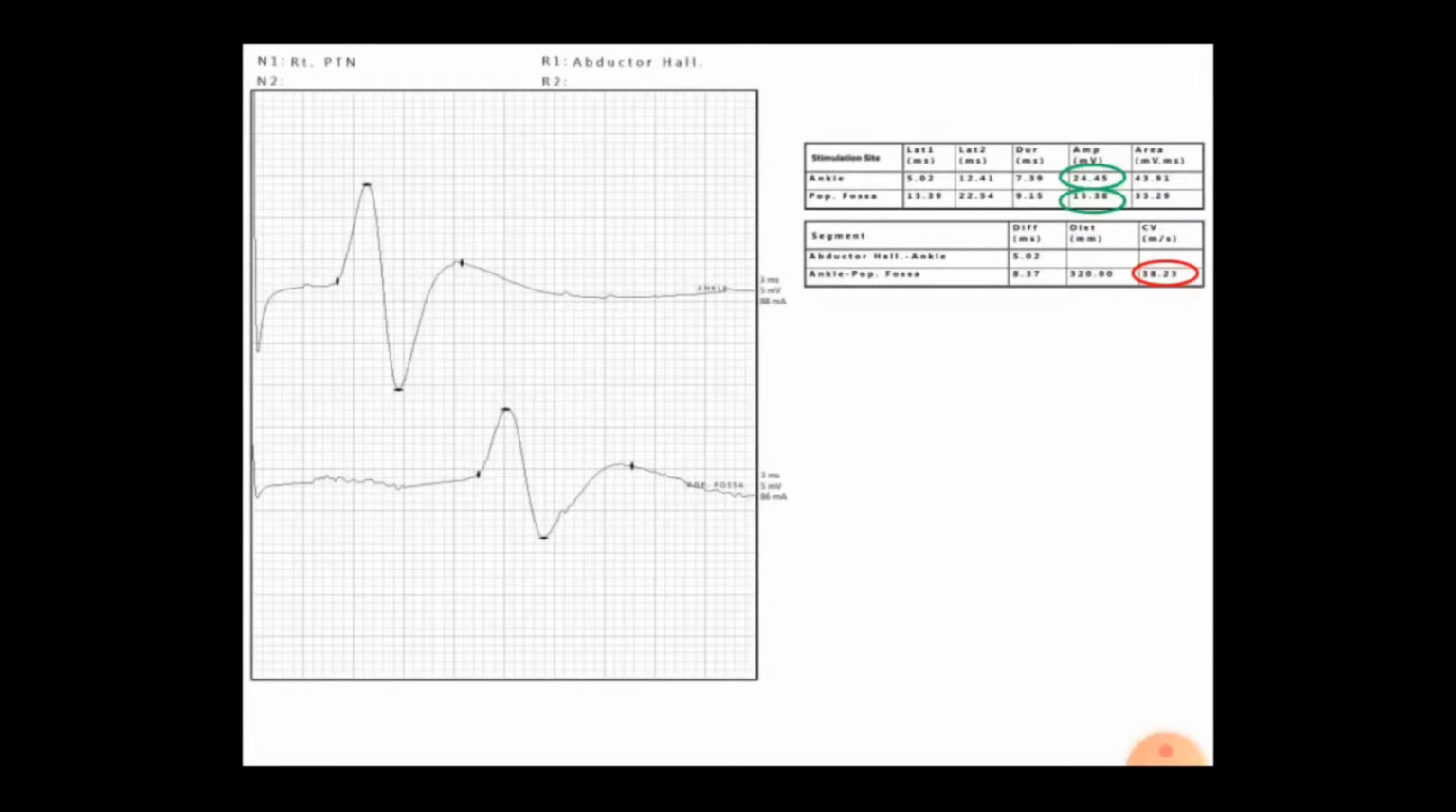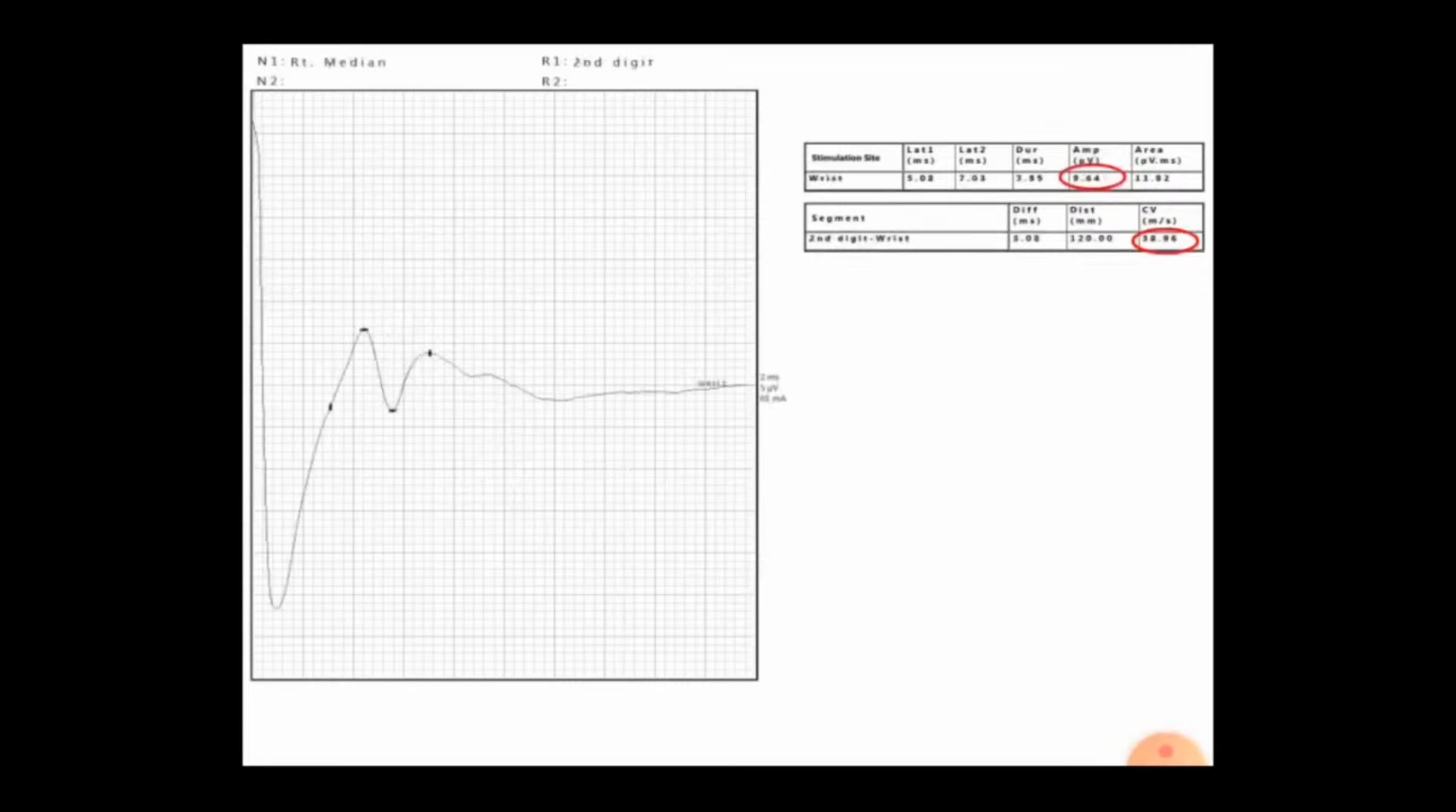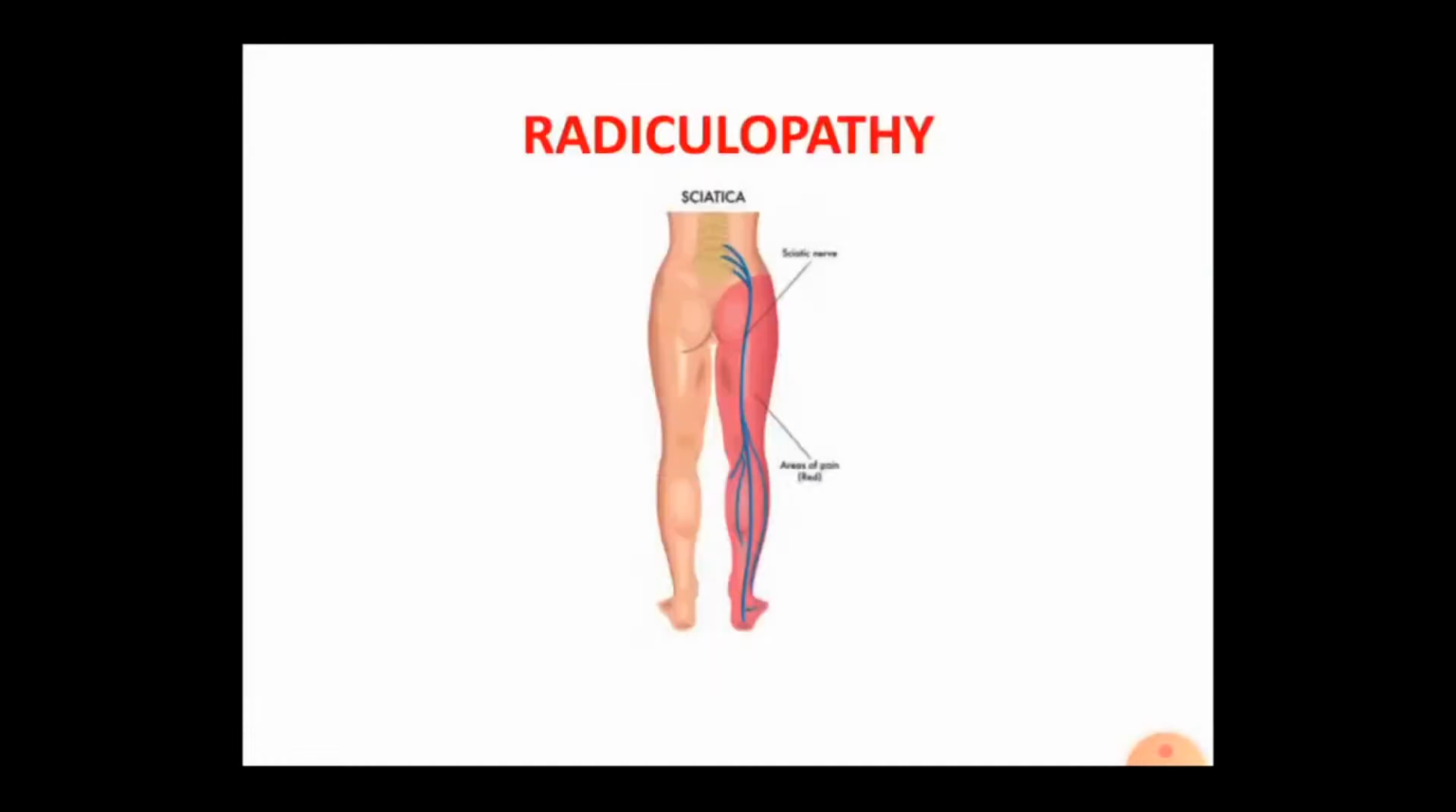Let us see the other nerve. You can see the right median nerve, so amplitude is reduced and velocity is also reduced. Amplitude reduction is suggestive of axonal degeneration or axonal loss, and velocity reduction is suggestive of demyelination. So it is suggestive of axonal degenerative and demyelinating type of neuropathy.